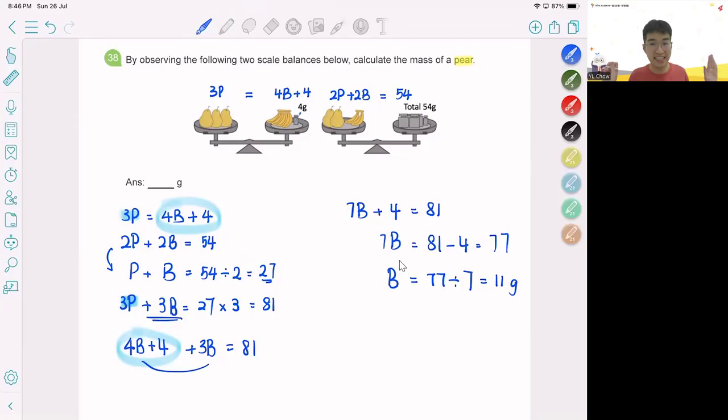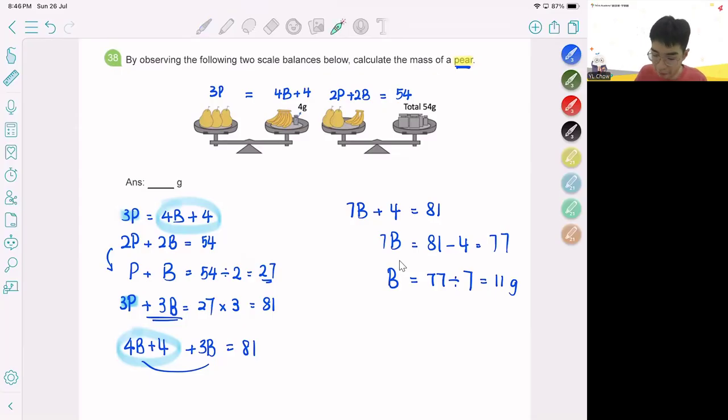Now before you get too excited, we are asking for the mass of a pear, not a banana, right? So in that case, what about the mass of a pear? Which equation would you use to help you? Either of them would work, but we usually work with equations with smaller numbers to prevent calculation errors.